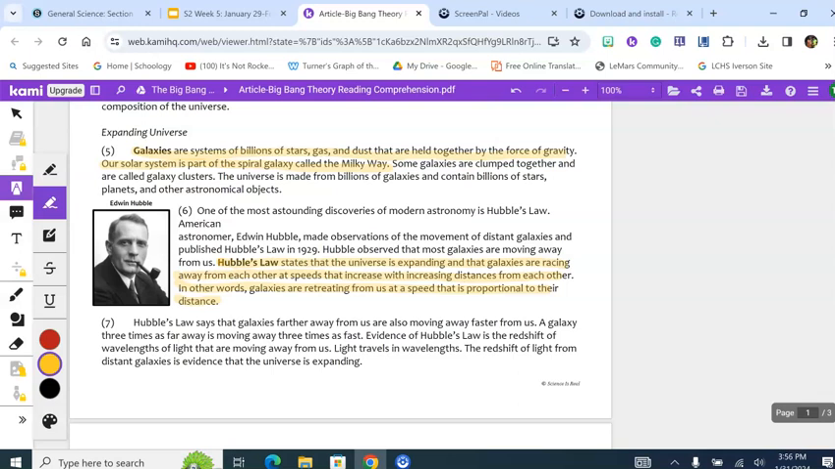Evidence of Hubble's law is the redshift of wavelengths of light that are moving away from us. Light travels in wavelengths. The redshift of light from distant galaxies is the evidence that the universe is expanding. Please highlight this paragraph. It talks about redshift. Redshift are longer wavelengths.